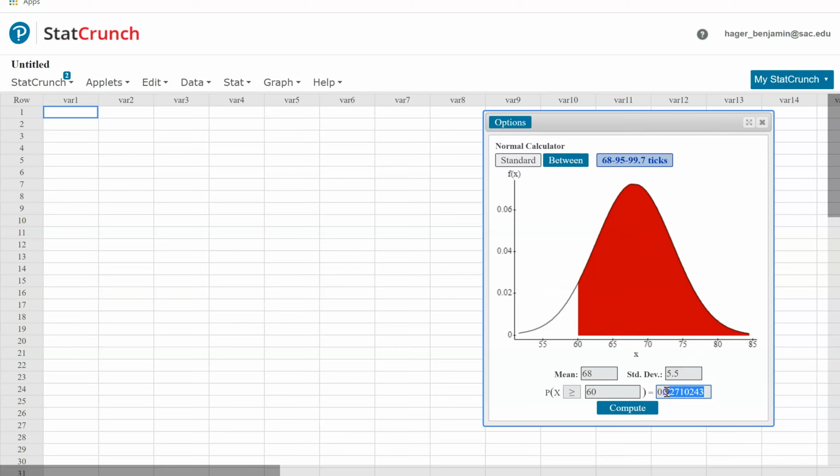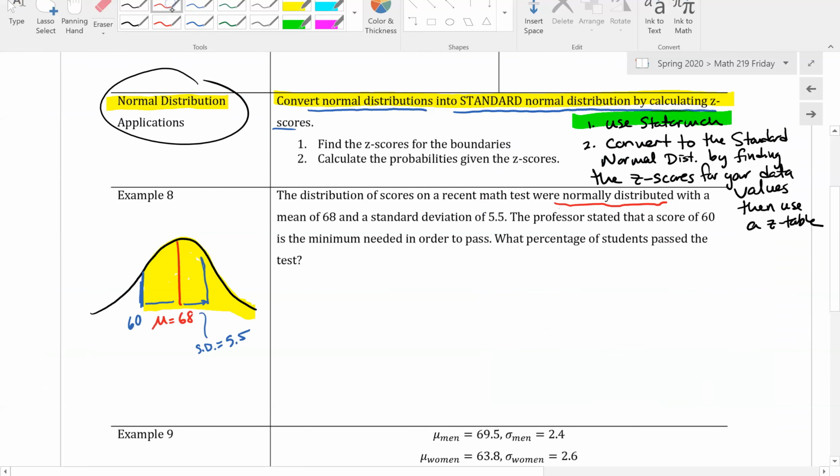Well, that ends up being 0.9271. And go fill that in. According to StatCrunch, that is 0.9271. So that right there is the percentage of students that passed the test, right? The percentage of students that passed the test is 0.9271. It's really quick if you're using StatCrunch.